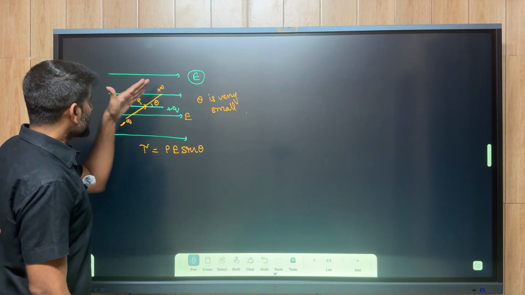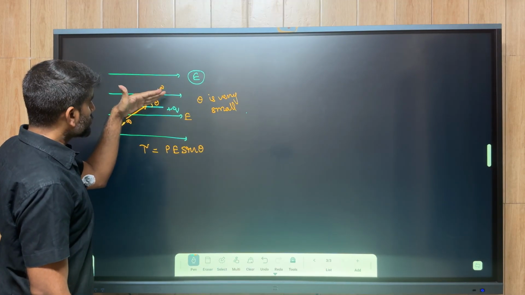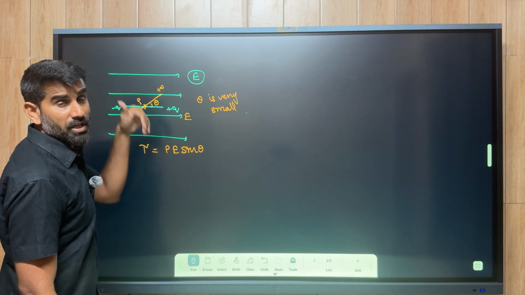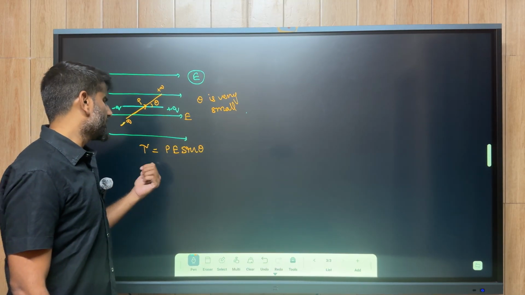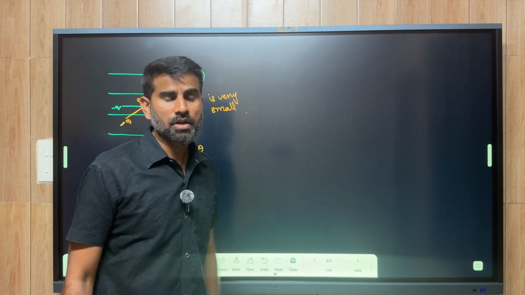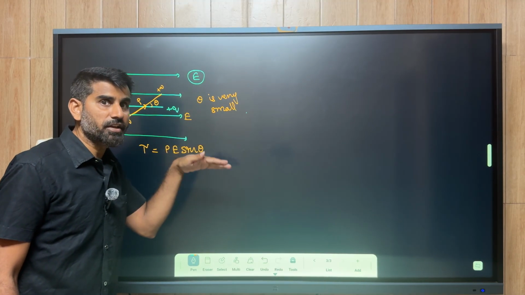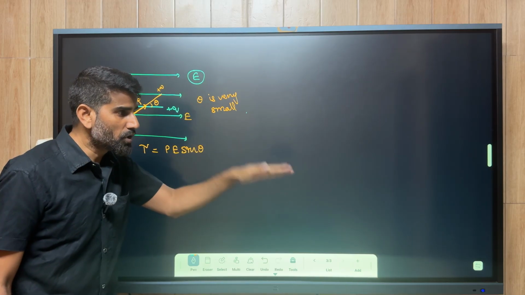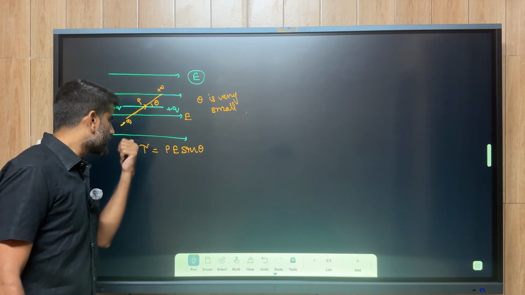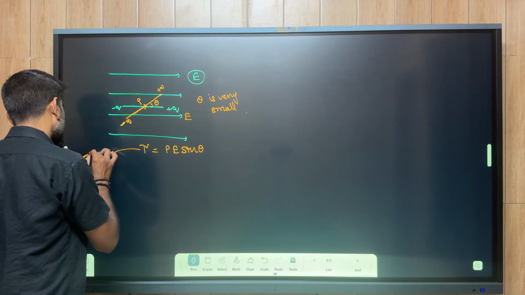Now this is the torque which is trying to bring the dipole to its equilibrium position. As it is trying to bring the dipole to its equilibrium position, I can consider this torque as a restoring torque, because it is trying to restore the dipole towards the equilibrium position, right? That's why I can treat this torque as a restoring torque.